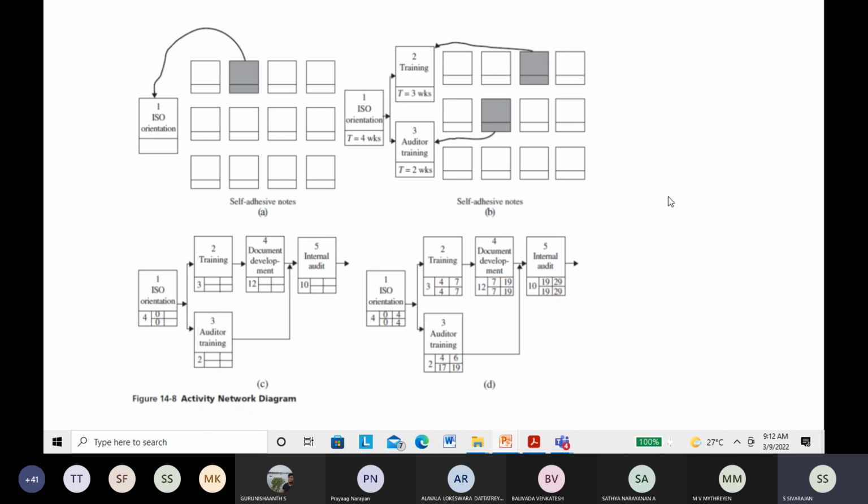And whenever you have many activities, there will be 3 or 4 paths. In this case, there are only 2 paths: 1, 2, 4, 5, then 1, 3, 5. But always the longest should be taken. That is the critical path. So that is going to be the time.